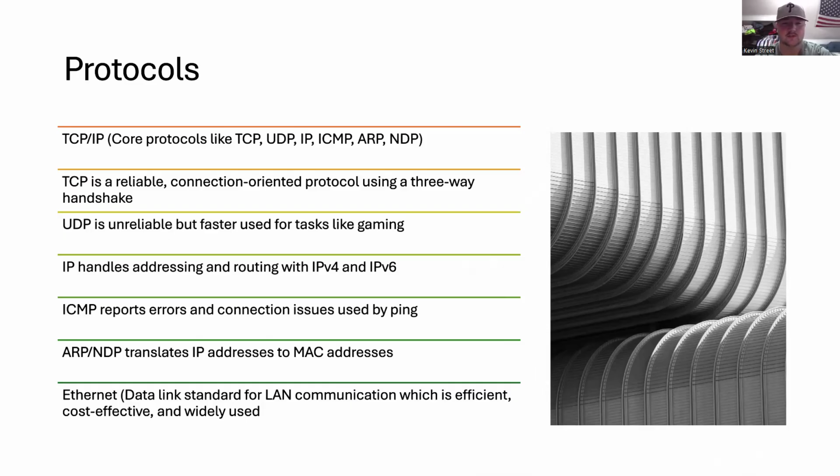ICMP reports errors and connection issues, used by ping. ARP and NDP translate IP addresses to MAC addresses. Lastly, Ethernet is the data link standard for local area network communication, which is efficient, cost-effective, and widely used.